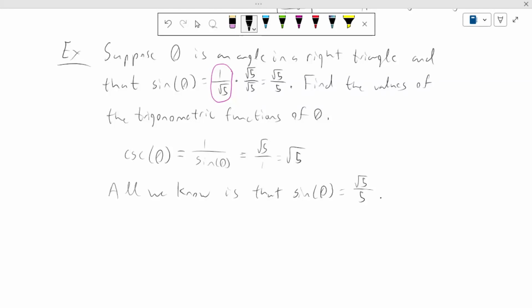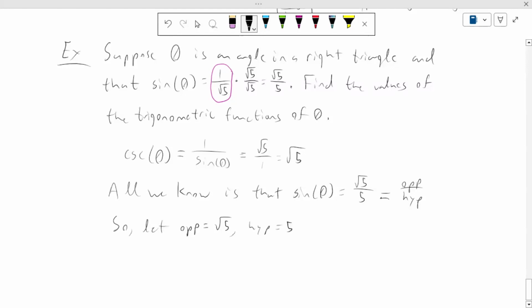Now we have to draw a triangle that represents that. We need a triangle with an angle theta in it such that sine of theta will be equal to square root of 5 over 5 within that triangle. Here's how I'm going to do it. Sine of theta is always defined to be opposite over hypotenuse in a right triangle. So let the opposite side be of length square root of 5, and the hypotenuse be equal to 5.